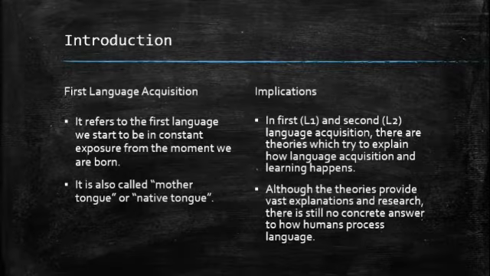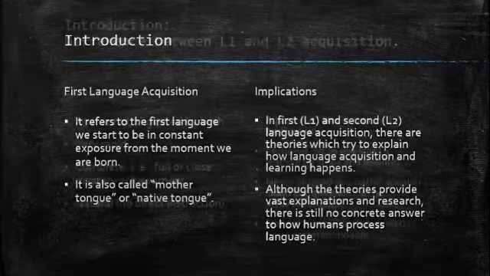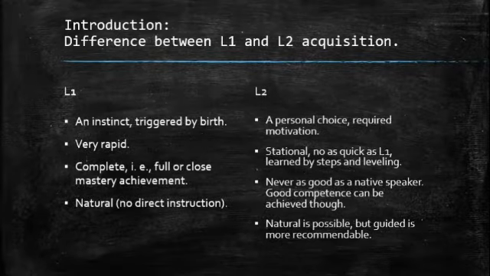The implications are that in first language and second language acquisition, there are theories which try to explain how language acquisition and learning happens. Although the theories provide vast explanations and research, there is no concrete answer to how humans process language. Now we have the differences between first language and second language acquisition.